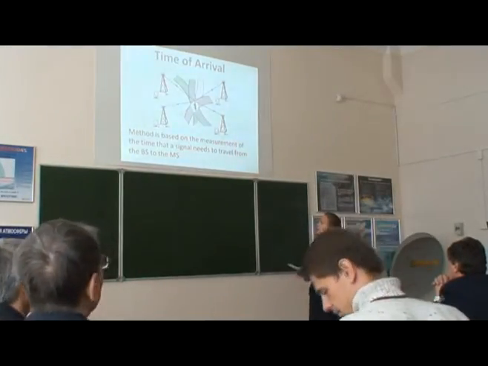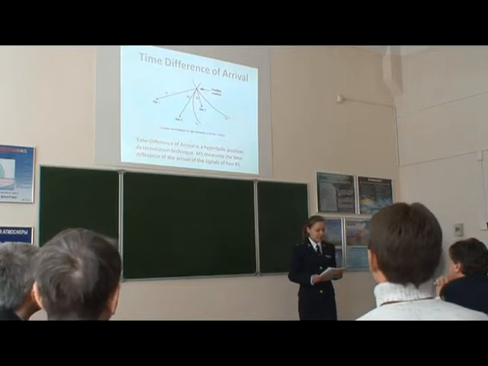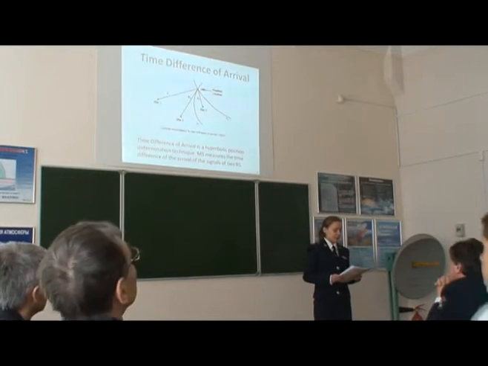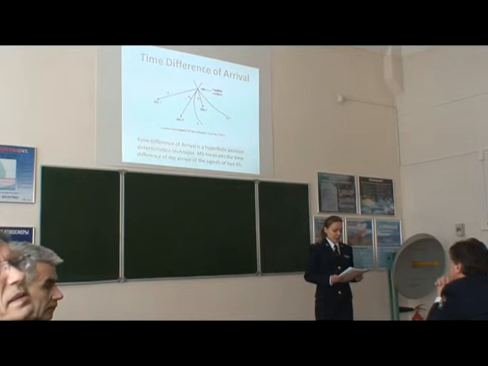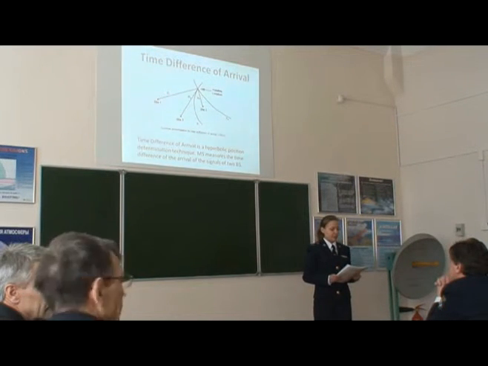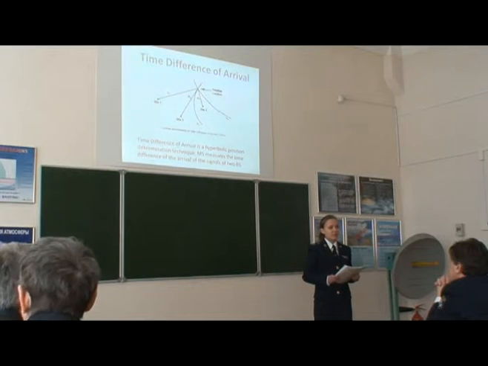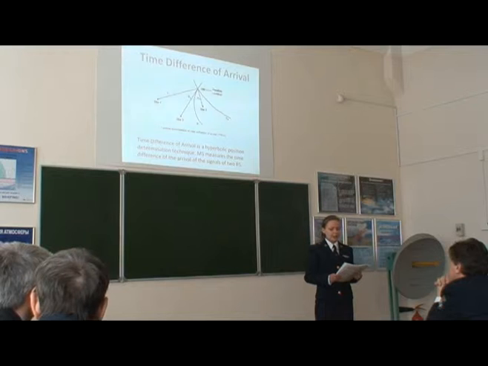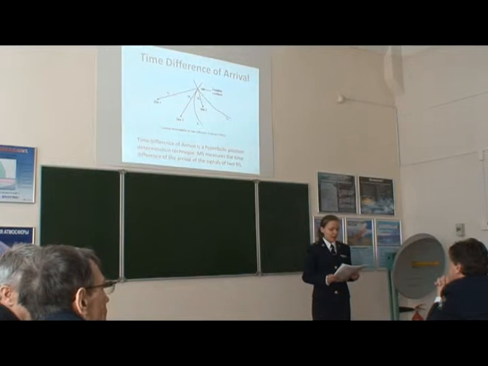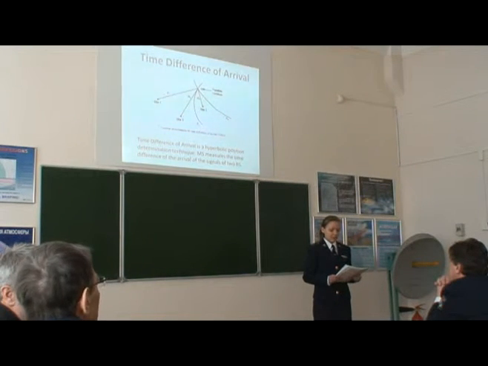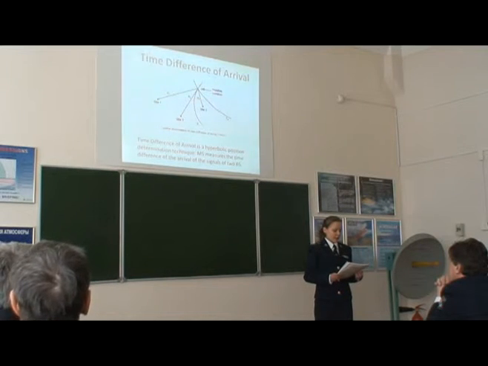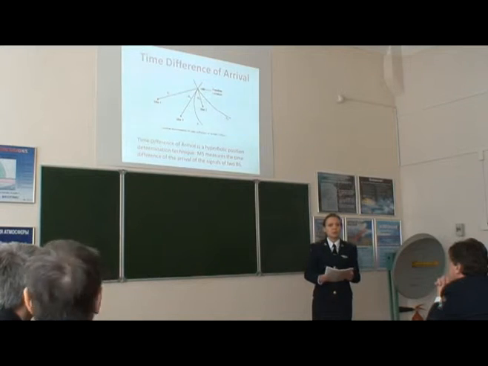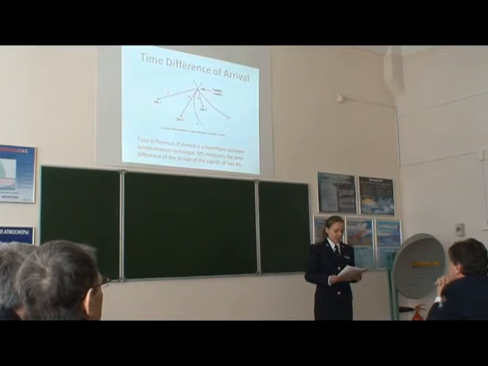The fifth one is time difference of arrival. Time difference of arrival is a hyperbolic position determination technique. 2 base stations measure the time difference of arrival of the signal of the mobile station. The possible solutions where the time difference is constant lie on a hyperbola. In order to get an unambiguous position solution, at least 2 hyperbolas are needed. That's why we need 3 base stations.